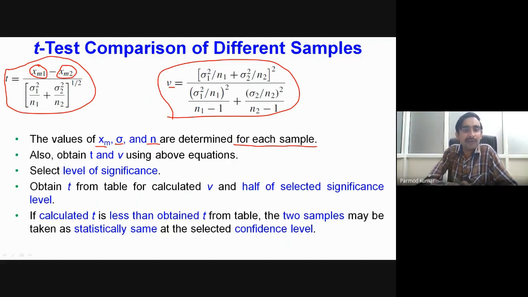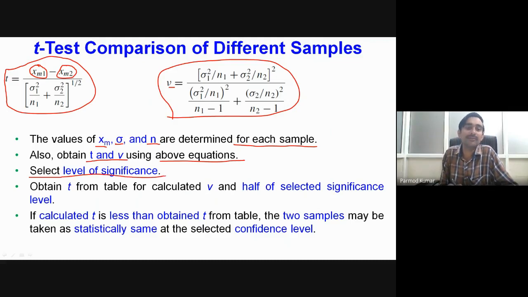Okay. Then what we have to do is obtain the value of T and mu using the above equations, whatever I have specified over here, because these equations involve only the mean, standard deviation and sample size. So we can use these equations particularly to find out the value of T and mu.